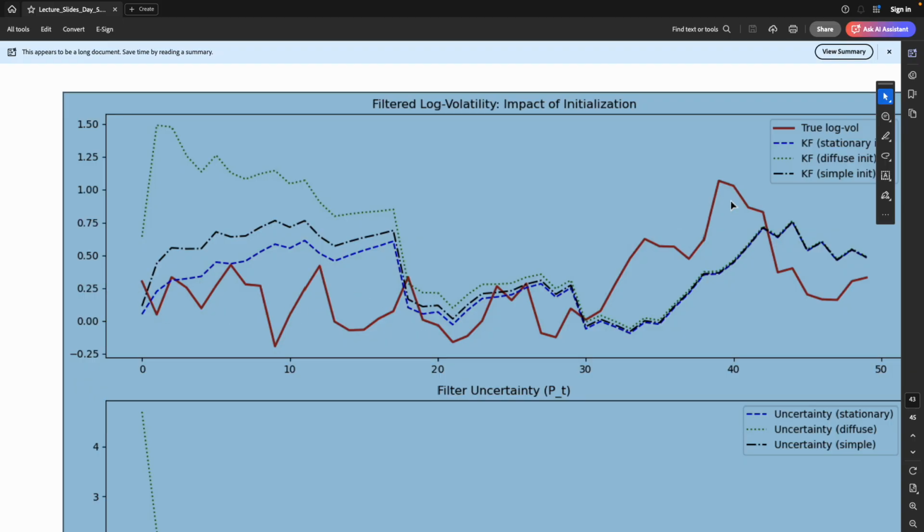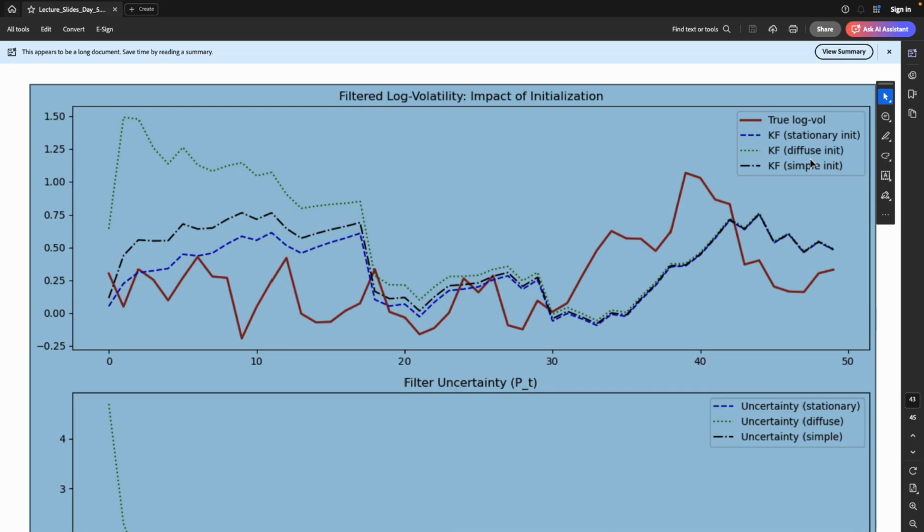So you see there are no jumps, so we can't include jumps in that model. But at least we have time variation. And now what you see is you have some dotted lines, and these are all Kalman filter estimates.